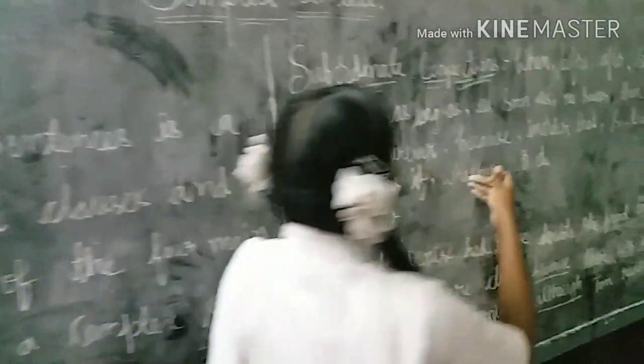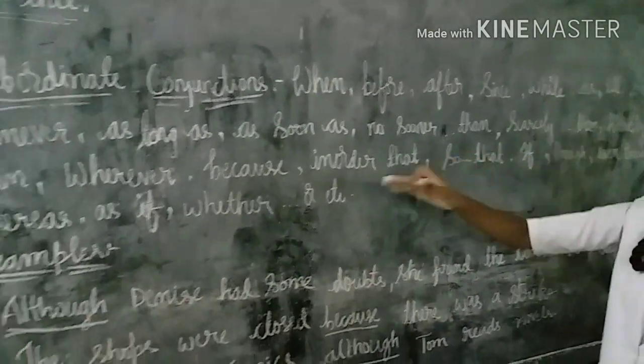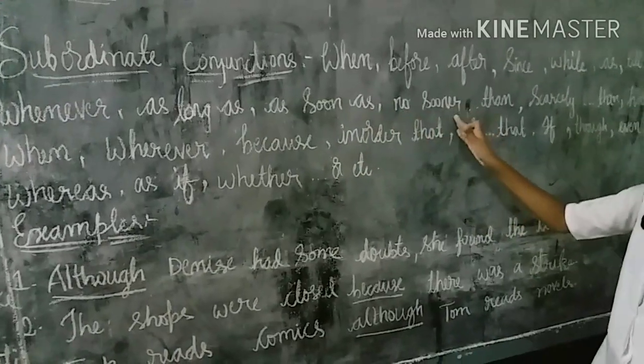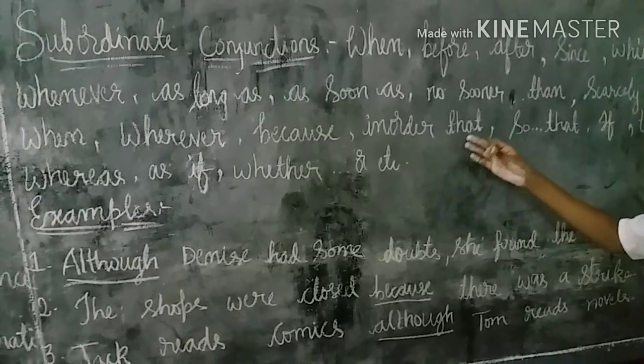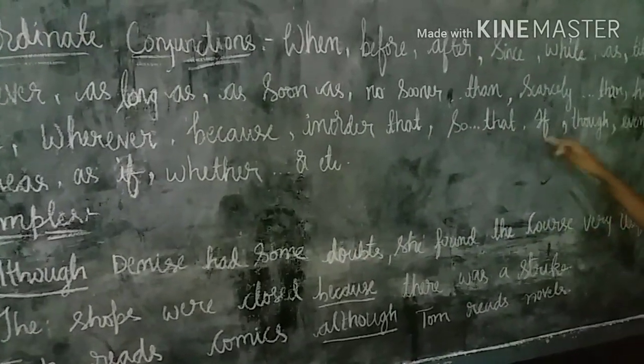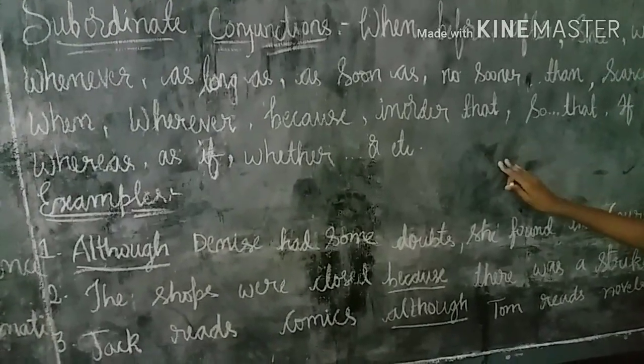Subordinate conjunctions: when, before, after, since, while, as, till, until, whenever, as long as, as soon as, no sooner than, scarcely than, hardly when, whenever, because, in order that, so that, if, though, even though, whereas, as if, whether, or etc.